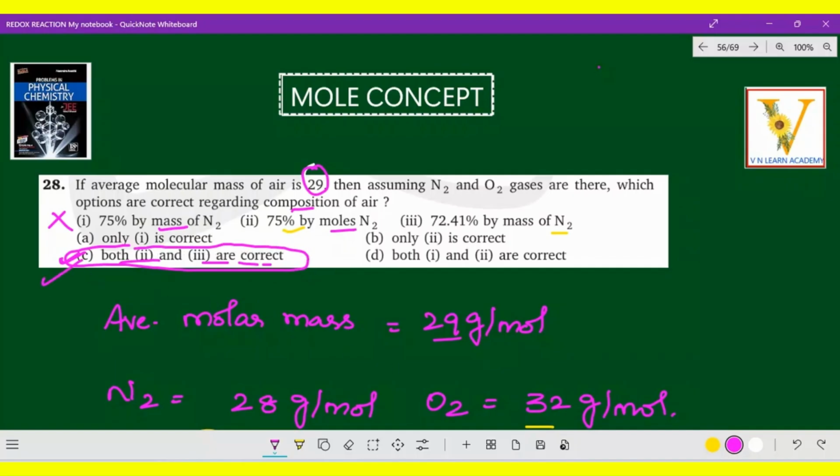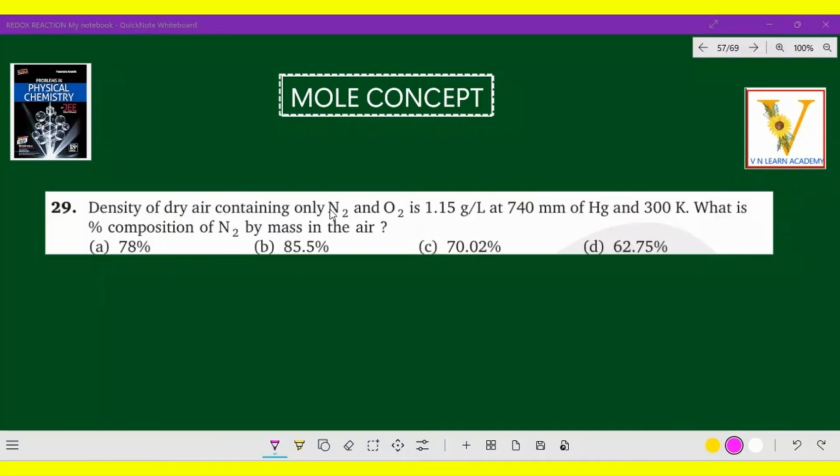The density of dry air containing only nitrogen and oxygen, same as the last question, is 1.15 gram per liter at 740 mm of Hg and 300 Kelvin. What is the percentage composition of nitrogen by mass in the air? The pressure is given in mm of Hg, which we can convert into atmospheric pressure. Here also we are going to use the mole fraction idea to solve this. It is a very tricky question. Let us discuss it.